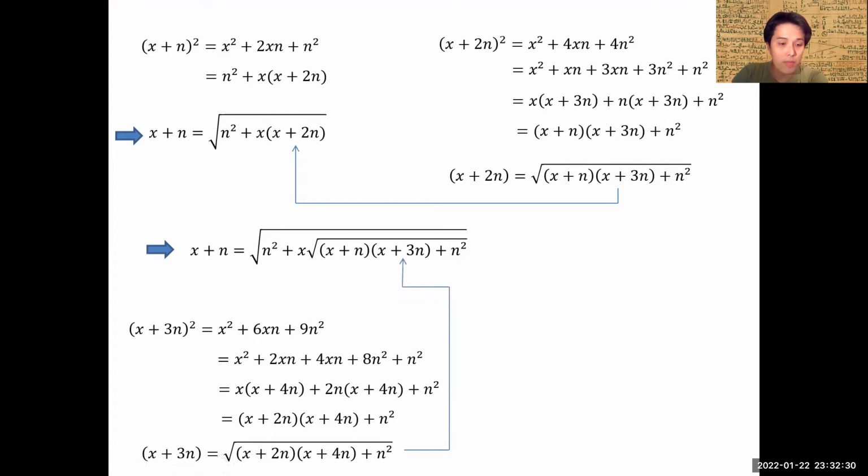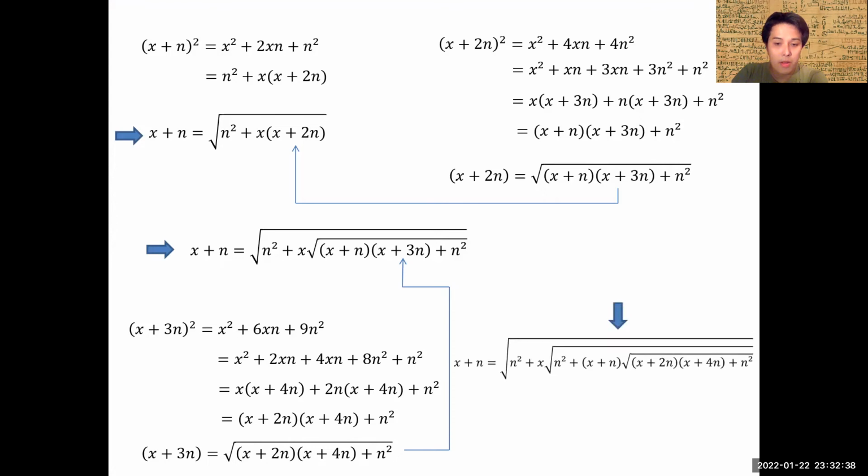So if I substitute x plus 3n, the radical form, into the expansion again, this is what I get. I get x plus n is the root of n squared plus x of the root of n squared plus x plus n of the root of x plus 2n, x plus 4n plus n squared. At this point, what do we notice? For this, I will just put my n squared over here, but it doesn't matter because it's a plus, whichever order. So we have an n squared plus, there's an n squared plus, and over here we also have an n squared plus.